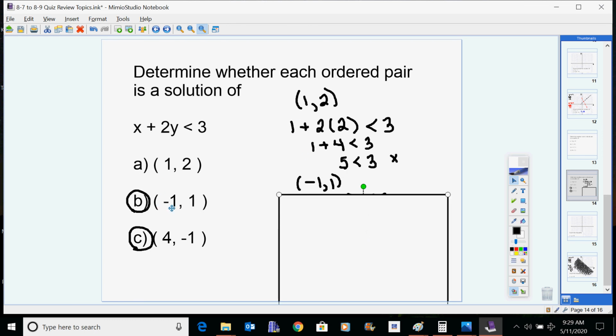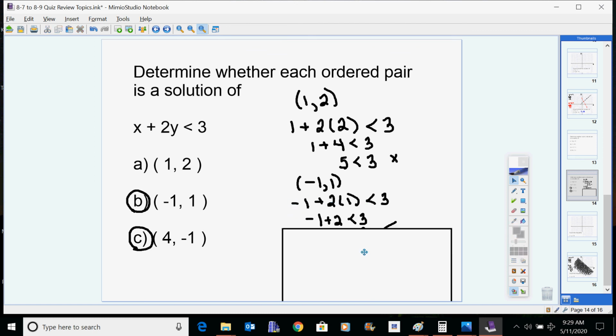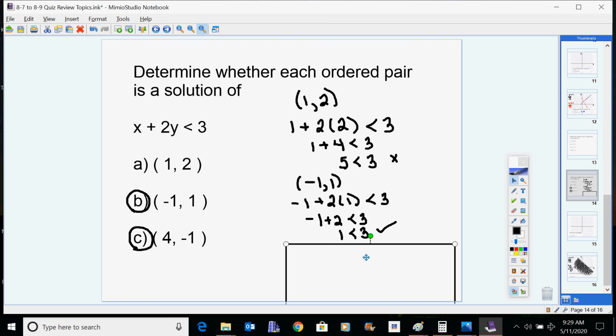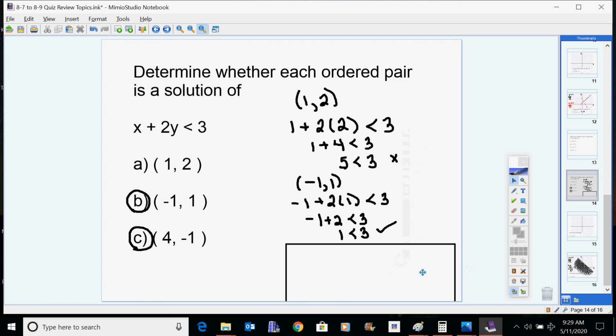Plug in -1, 1. -1 goes for x, 1 goes for y. So -1 plus 2 times 1 would give me 1, and it is less than 3. So that one is a solution. You can have multiple solutions. So on your quiz, you're going to be asked to find which ones are solutions, so you need to evaluate all of them to see if they're solutions.